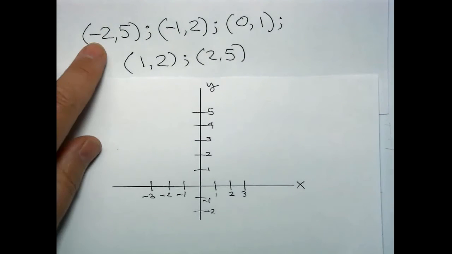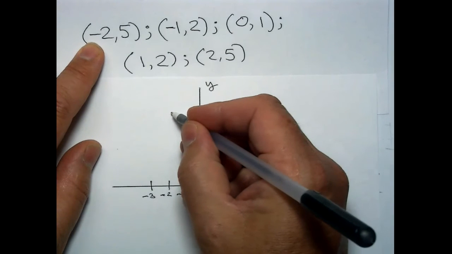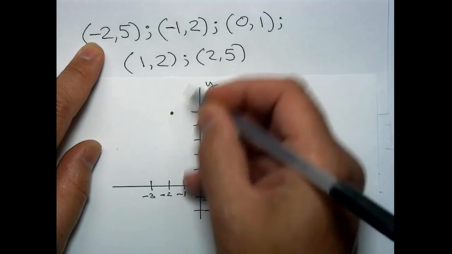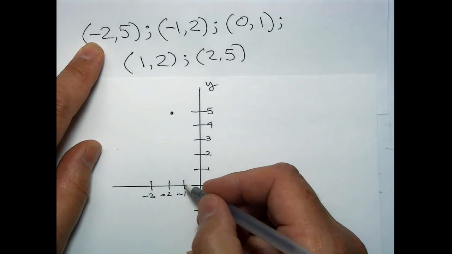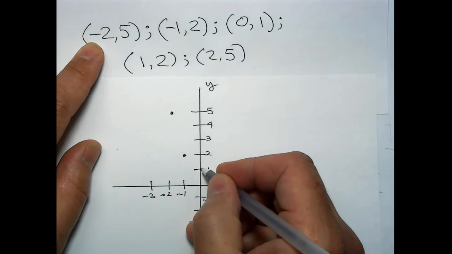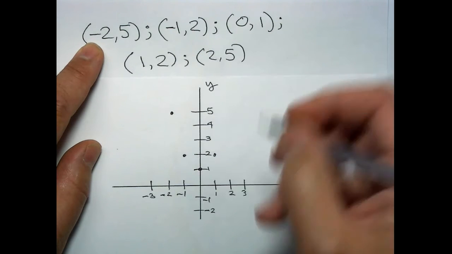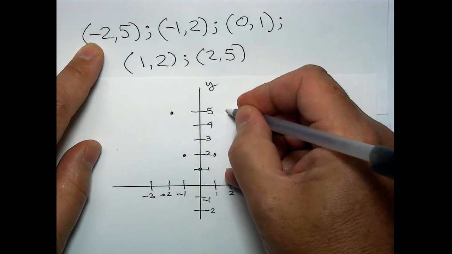So first one I have is -2 comma 5. That would be here. -2 comma 5 is right there. Next one is -1 comma 2. That would be right here. Next one is 0 comma 1. That's here. 1 comma 2 is here. And 2 comma 5 is right here.